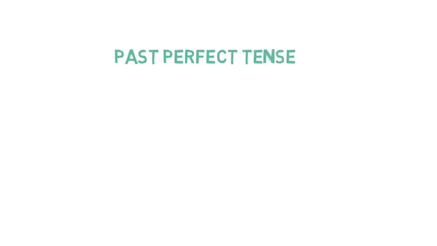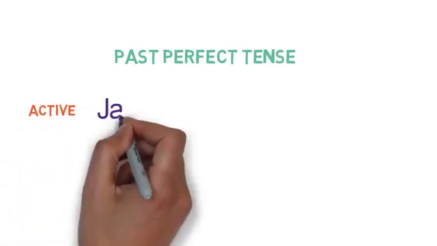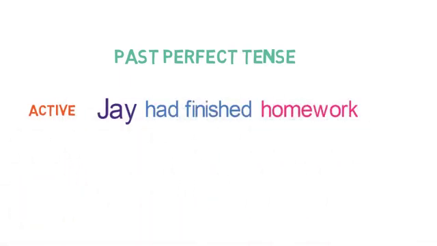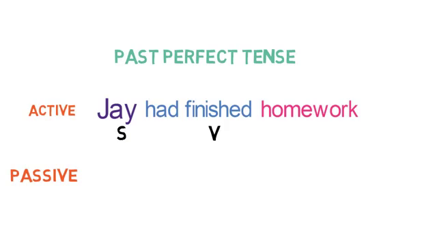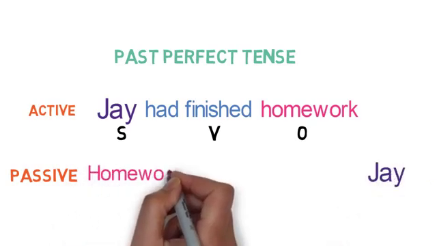Let's see example of past perfect tense. Active sentence: Jay had finished homework. In passive sentence, firstly the subject here is Jay, verb is finished and object is homework. Let's swap the position of subject and object. So here it will be homework and at this position it will be Jay.